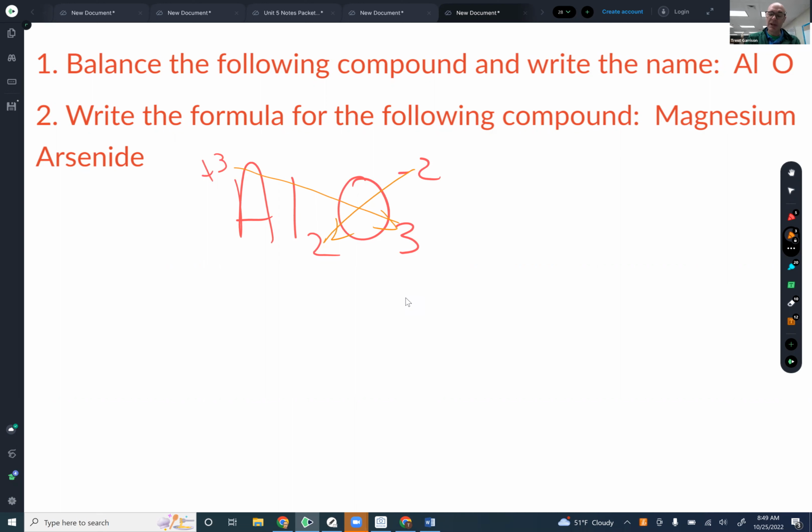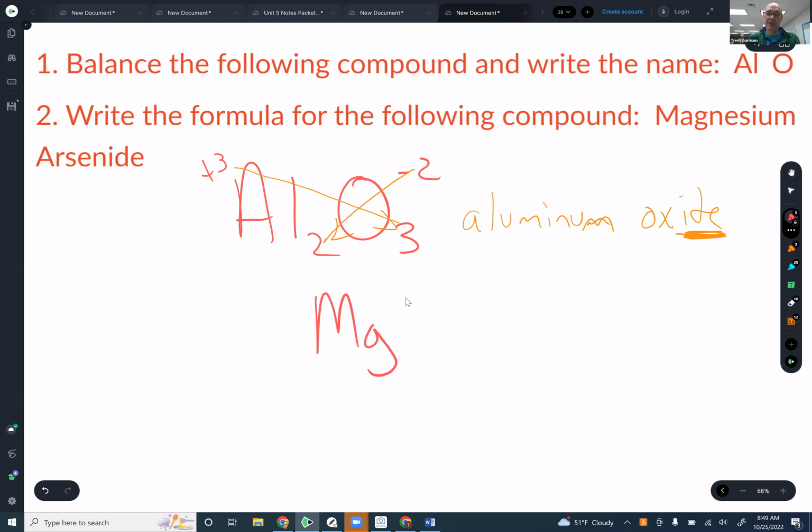Now, how we name binary ionic compounds is just by simply putting their name, aluminum, and then oxygen changes to oxide, the suffix -ide. For all of these compounds that are binary, a metal and a nonmetal, we will have -ide as the suffix. Now we've got on number 2, the opposite. We're going to have the name, and we've got to go and figure out how to write the formula.